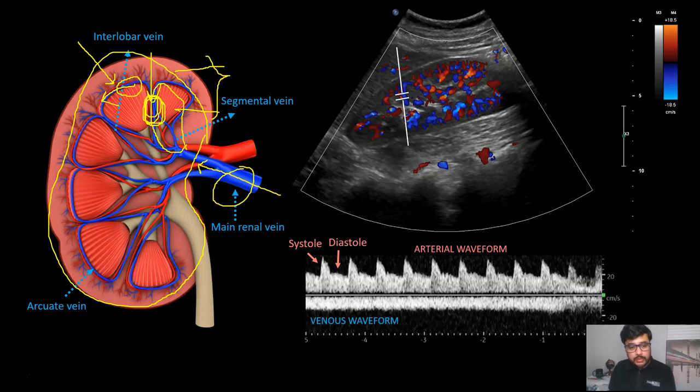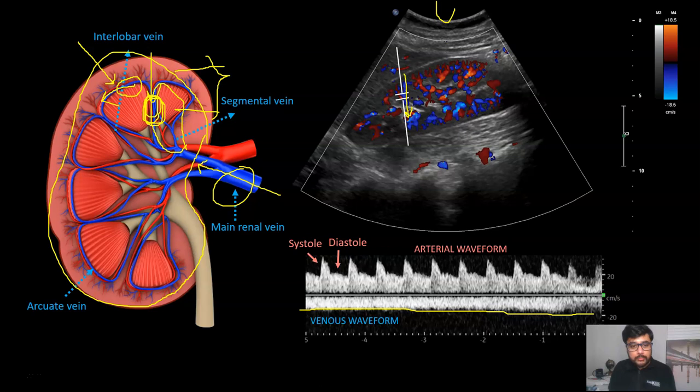And this is how normal intrarenal venous waveform looks like. It's below the baseline because renal veins carry blood away from the transducer. So the transducer is here and the blood is flowing away from the transducer, so it's below the baseline. It's relatively continuous, exactly the same as that of portal vein.